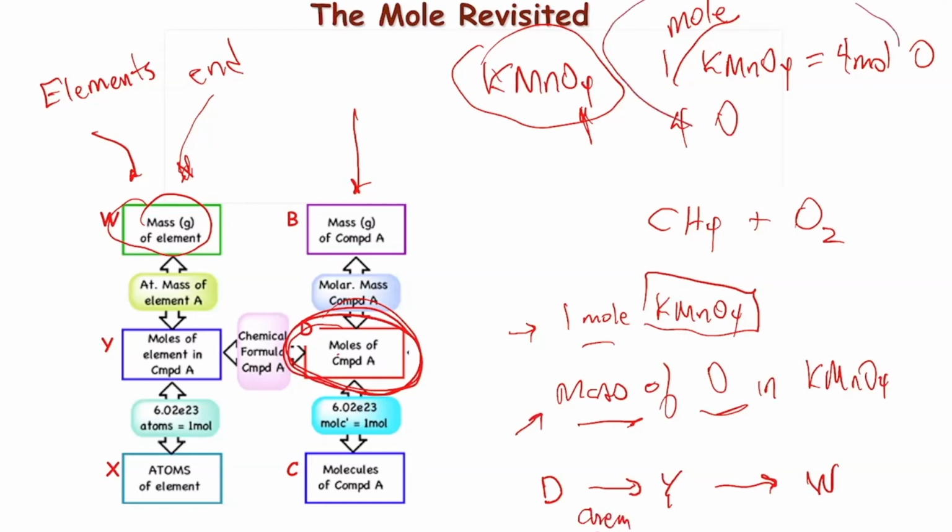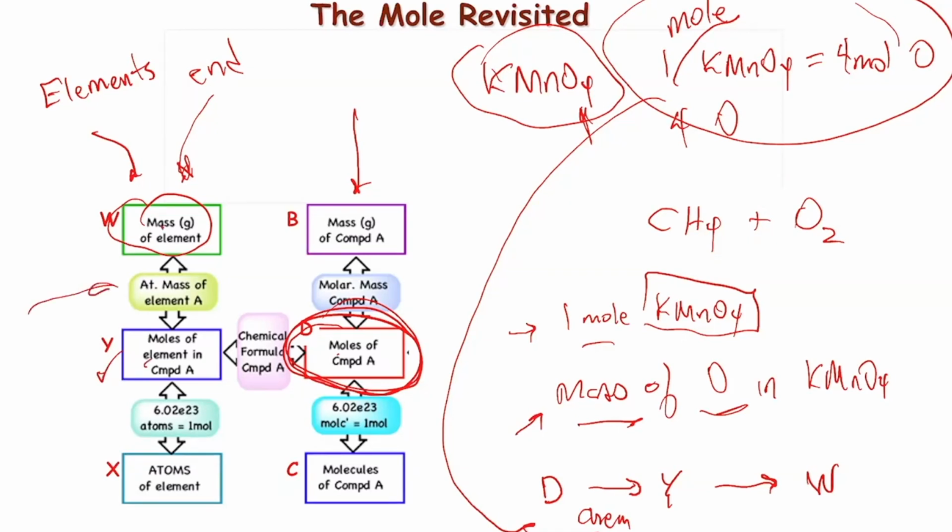This stuff right here, that's what I need. For every 1 mole of KMnO4, I have 4 moles of oxygen. And I'll have the moles of oxygen right there. And then from Y to W, I need the mass of an element, the atomic mass. AT means atomic, the atomic mass. And I know for oxygen, it's 16. Oxygen, the molecule, is 32, but oxygen, the atom, is 16. So this is the way I would solve this problem. Again, showing you, instilling in you to use dimensional analysis.